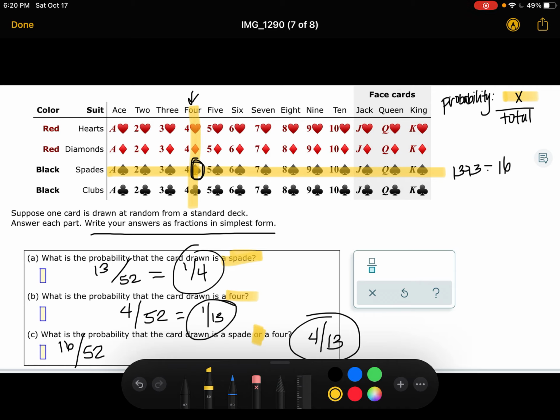Remember, or means and. What is the probability that it's a spade and 4? Okay, so you add up all the spades and all the 4s, and you put them all together. So just make sure that you don't get tripped on that or part.